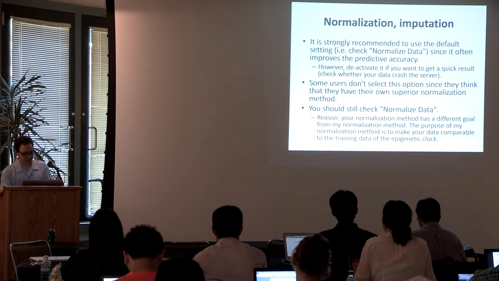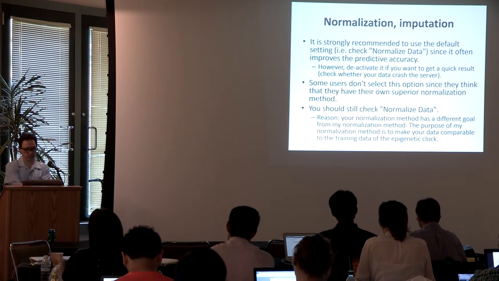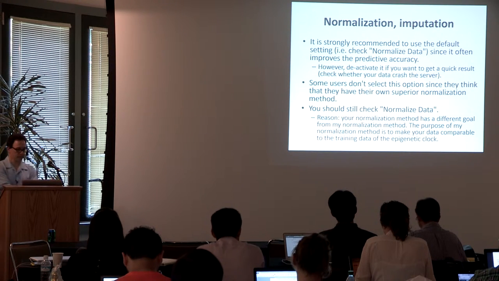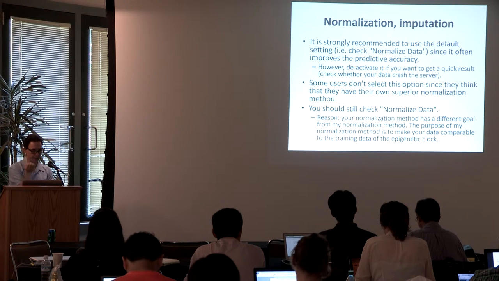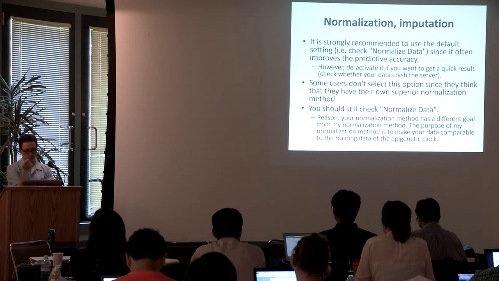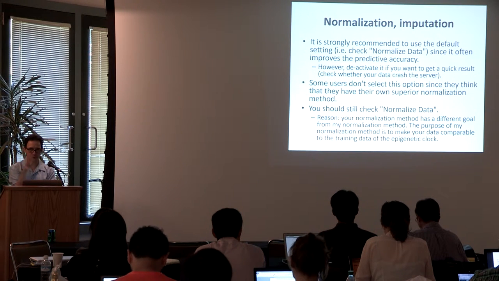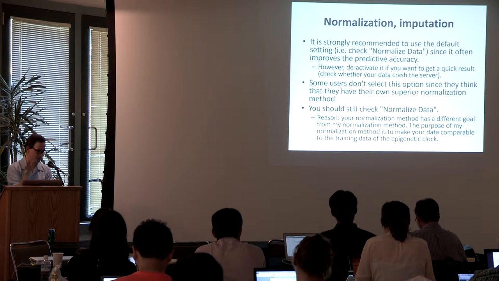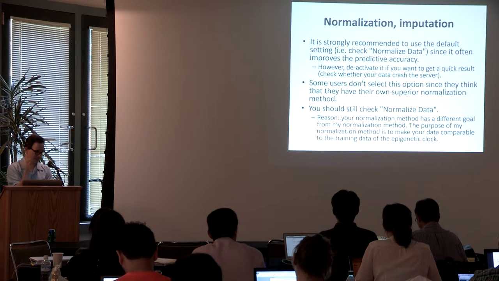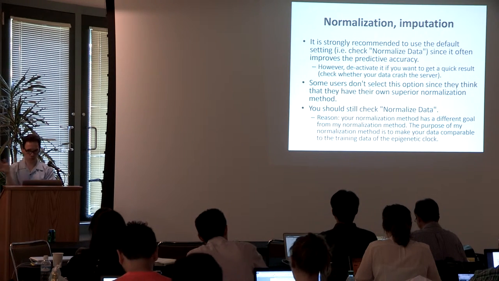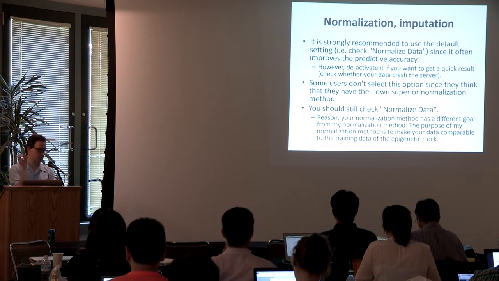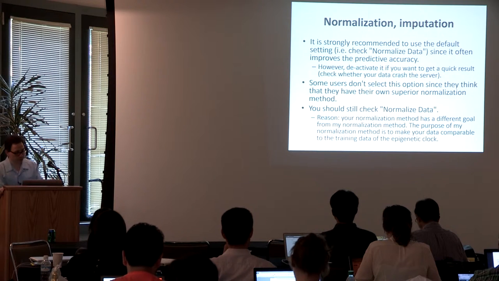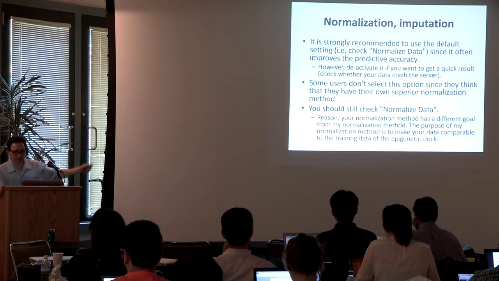In any event, the next thing we should talk about is normalization and imputation. On the web page, there's a button called normalized data. As I indicated earlier, this normalization is different from anything that's published, like BMIQ or SWAN. It has a different purpose. It normalizes your data so that they match the training data. So in principle, you should always select it.